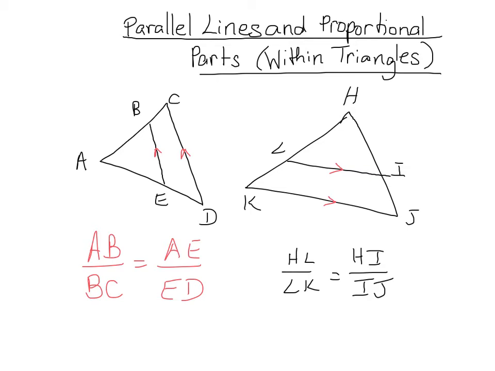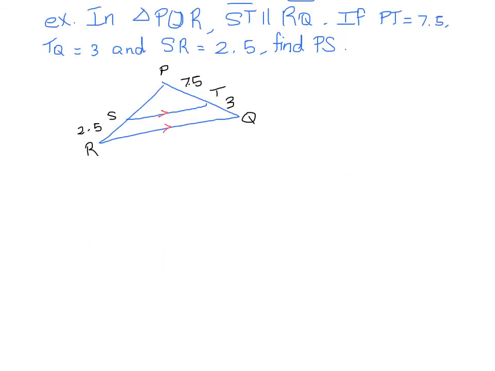Alright, so let's take a look at an example. Here we have a triangle, and within our triangle we have a line that is parallel to one of the sides. That means that that parallel line is going to chop our triangle into proportional segments. So we have here that 7.5 over 3 is going to be equal to, we don't know what that is, so we can continue to call it PS, it's the thing we're trying to find, over 2.5.